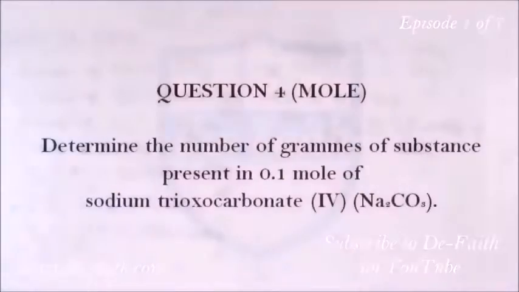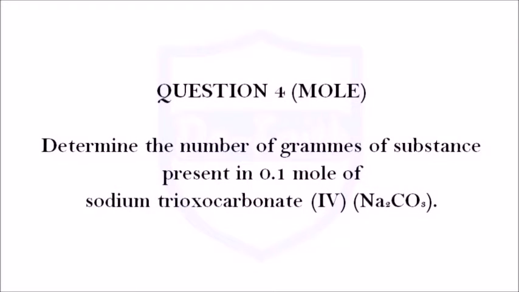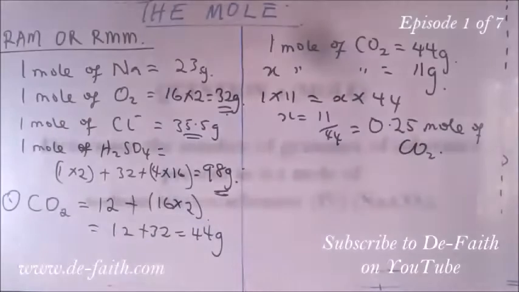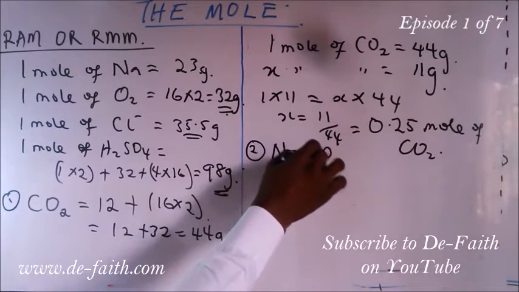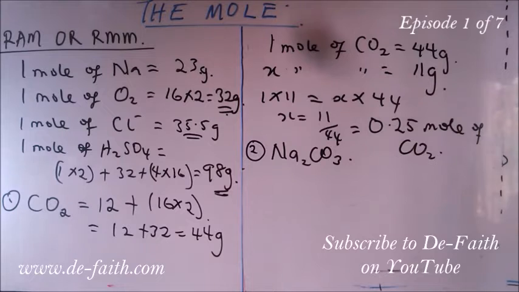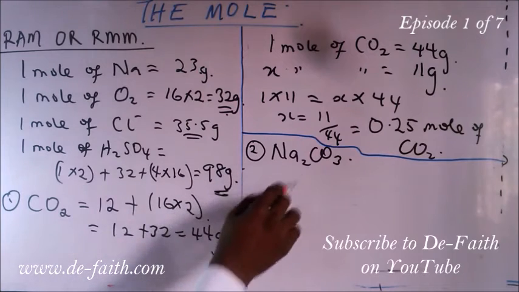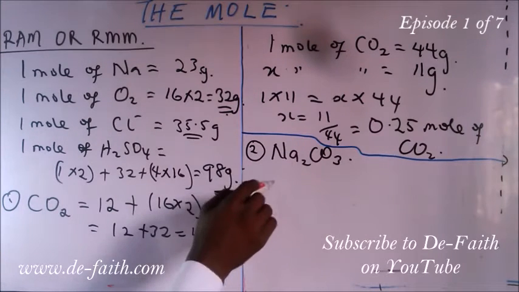Here is the next one, which says that we should determine the number of grams of substance present in 0.1 mole of sodium trioxocarbonate(IV). Right, so in this question, we have Na2CO3. We are to calculate the number of grams present in it. Yes, we have to calculate the relative molecular mass of this compound.